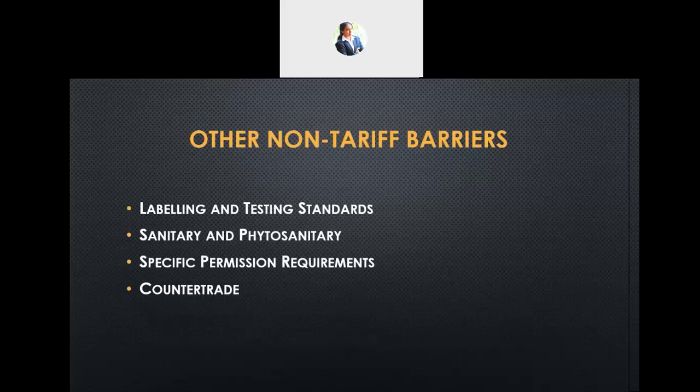The next one is the specific permission requirement. Under this measure, potential importers or exporters must secure permission from government authorities, and this will involve the issuing of an import or export license, which may be costly on one hand, and also time consuming. Now, one other measure is counter trade.